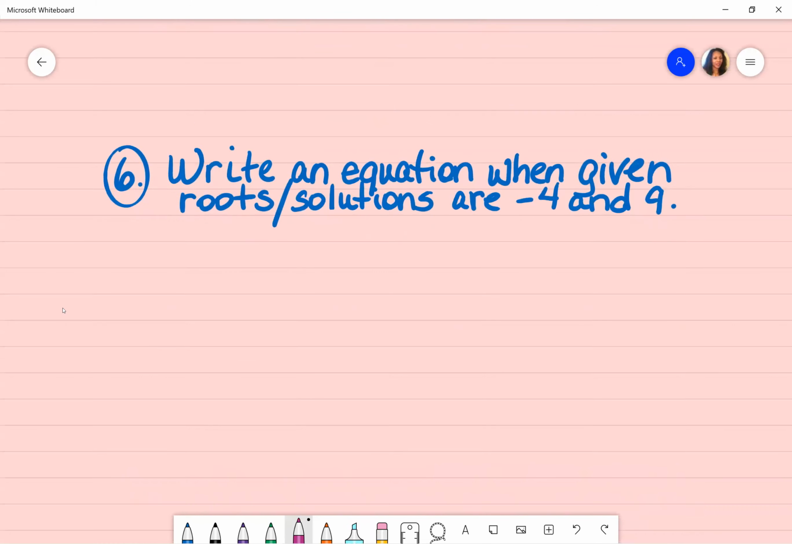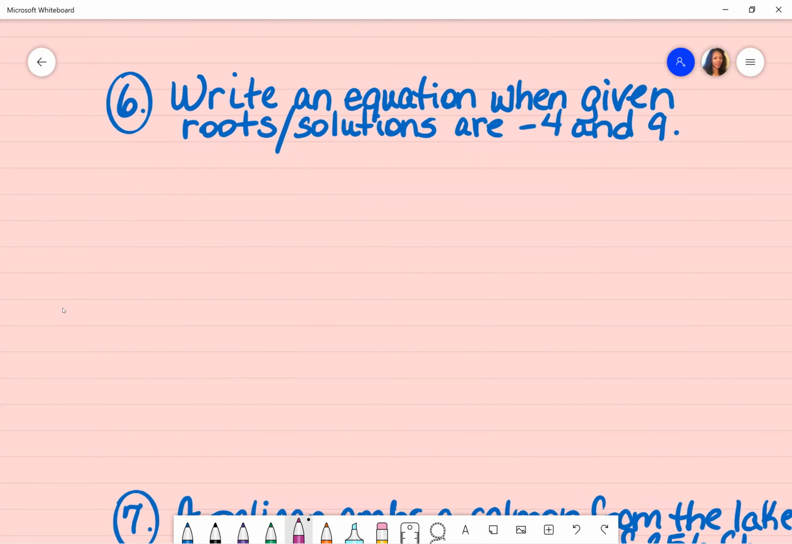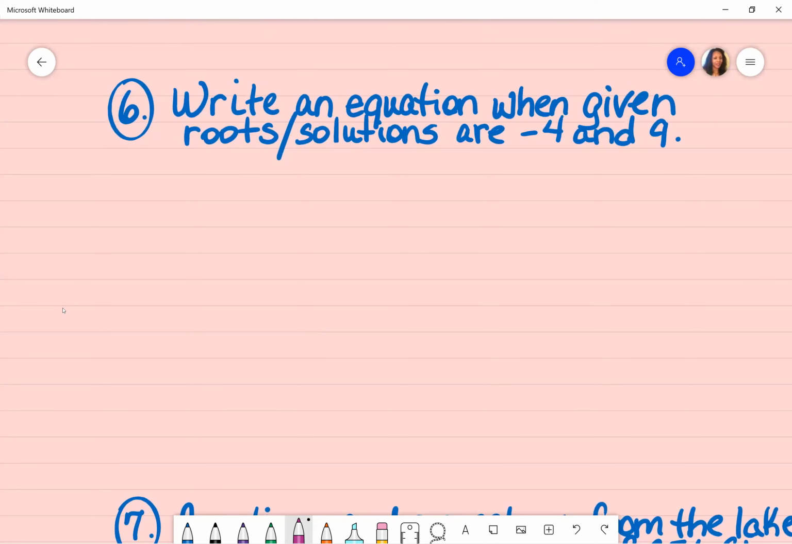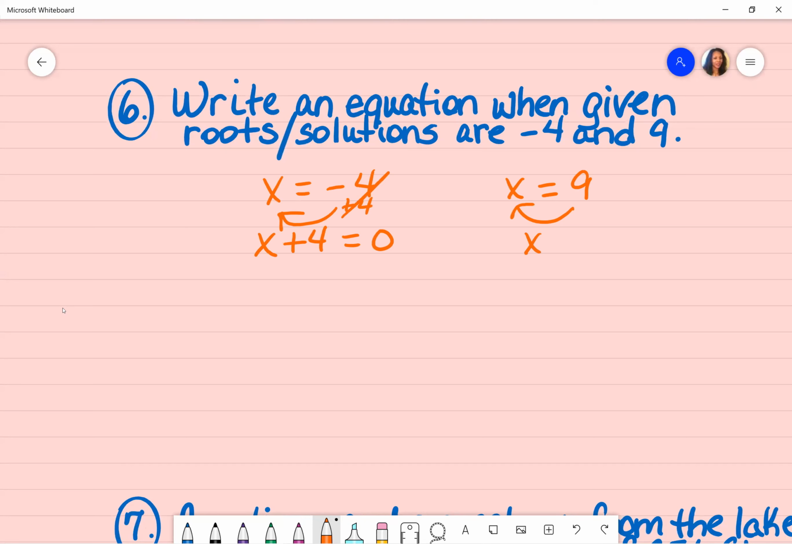For number 6, we're going to work backwards. So write an equation when given the roots are -4 and 9. So that means that they're telling me that x is -4 and x is +9. So I'm going to work backwards. I have to set it equal to 0, which means I'm going to have to move those numbers over. If I move something over, I change the sign. So x plus 4 is now equal to 0. And then over here, I change the sign, x minus 9 is now equal to 0.